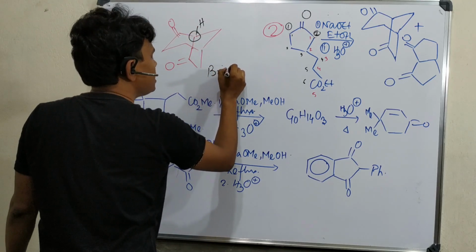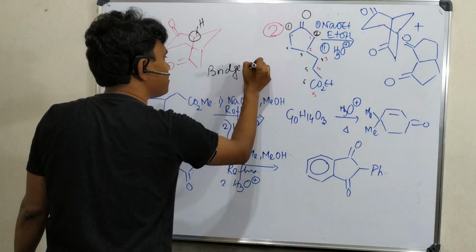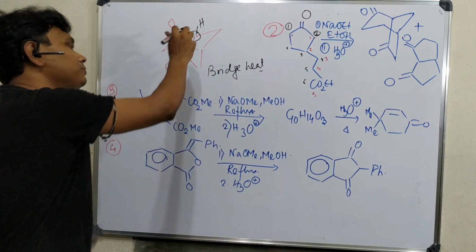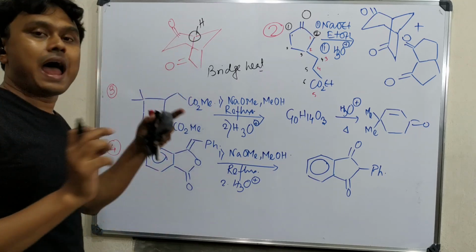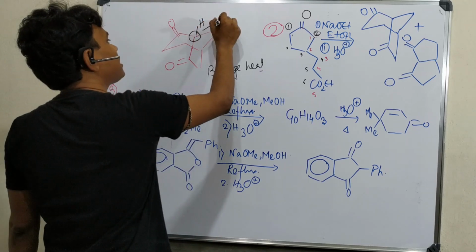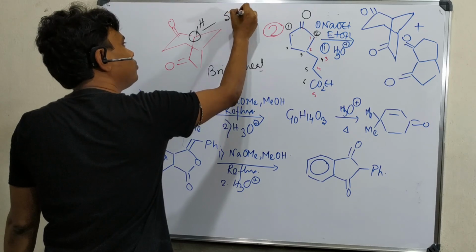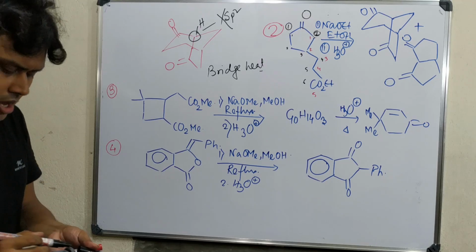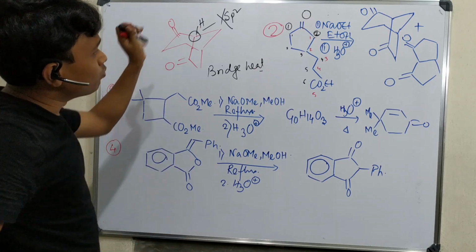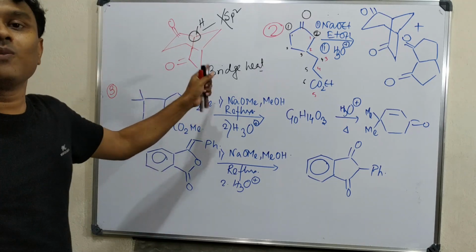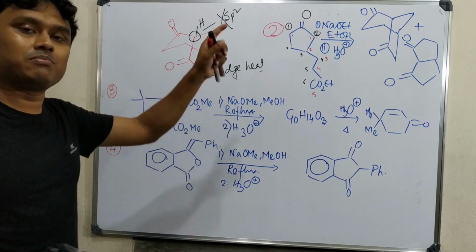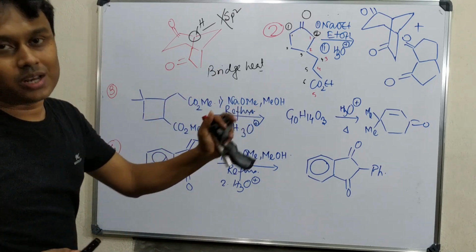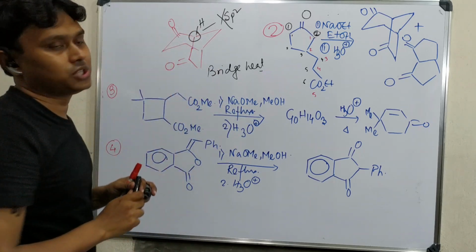Please keep this thing in mind. This is a bridge head position. So if this proton is abstracted, the carbanion produced will be resonance stabilized by this, and for that reason this carbon must be sp2, and we know sp2 is not possible at the bridge head position due to enormous strain. So although this step is more favorable, it will not proceed because the last step, which is the main factor responsible for the irreversibility of this reaction, will not be available due to this bridge head position.